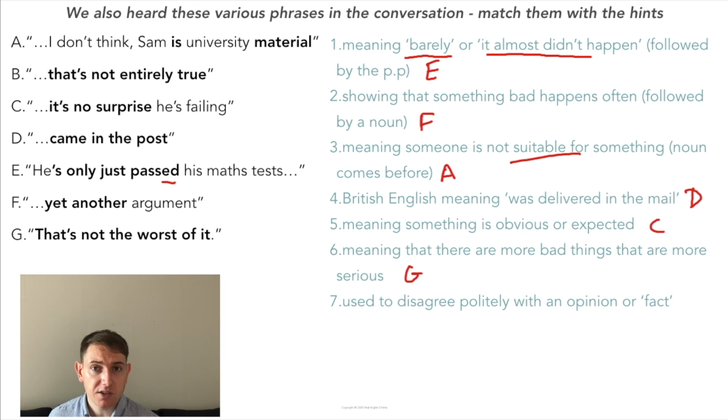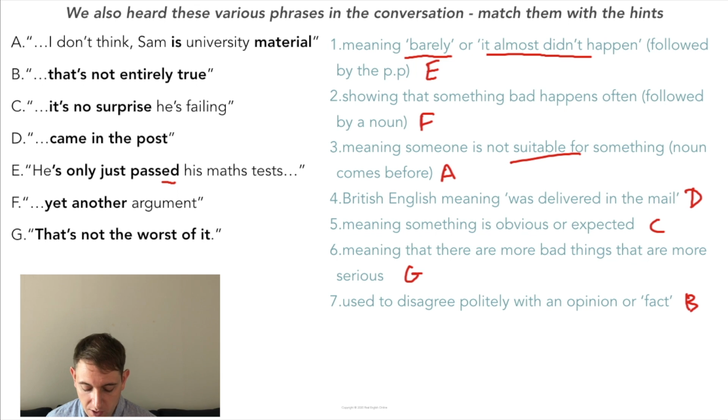So we heard already, Sam, the boy, was it Sam? Yeah. He's failing English, he's failing various other subjects, but that's not the worst of it. Also, he's not going to school, they said. He's failing his subjects, but that's not the worst of it. He's not even going to school. He's skipping school. So something worse is also happening. That's not the worst of it. And the last one, used to disagree politely with an opinion or a fact. I'd say that's B. That's not entirely true.